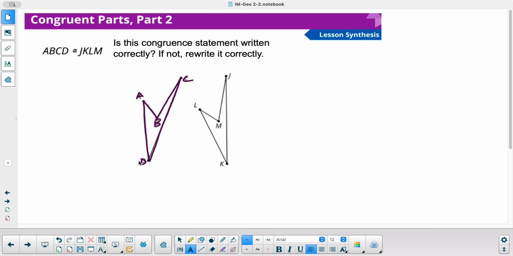So here's another one. Is this congruent statement written correctly? If not, rewrite it correctly. So A corresponds to J, B to K, C to L, and D to M.